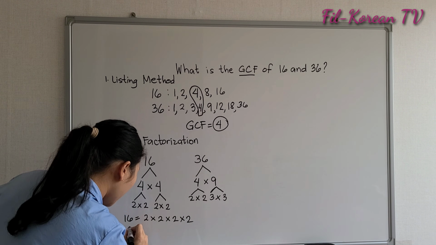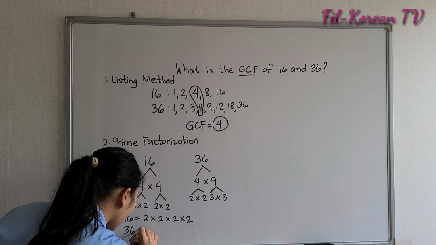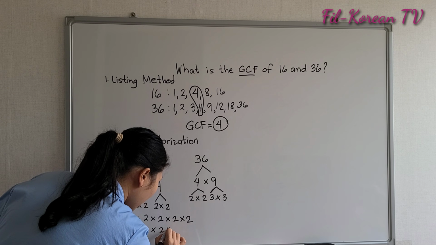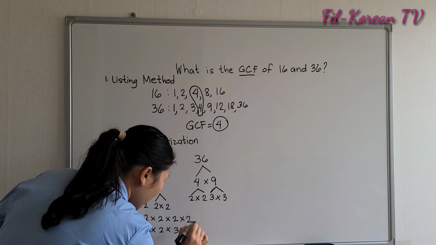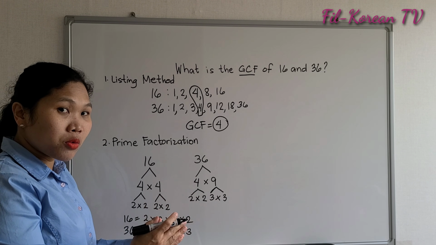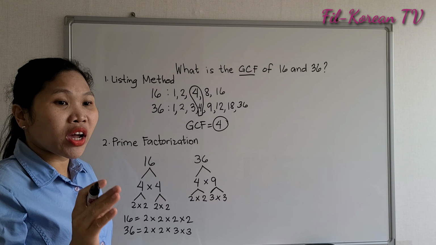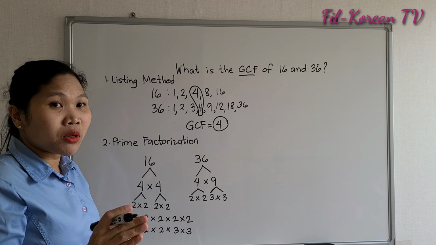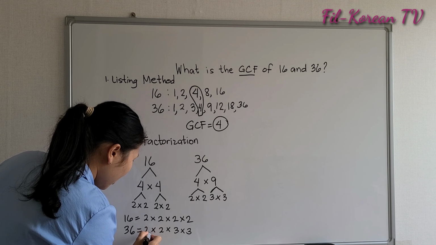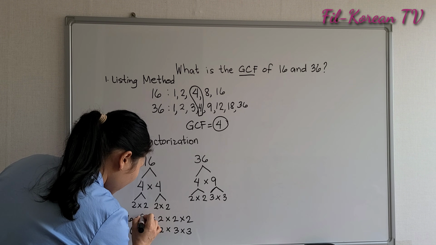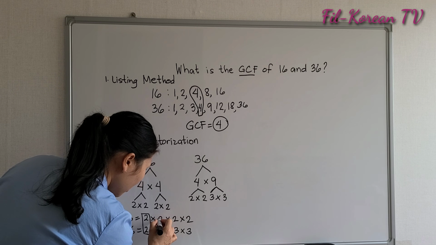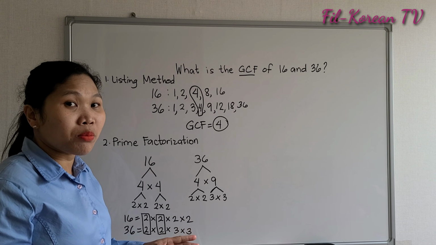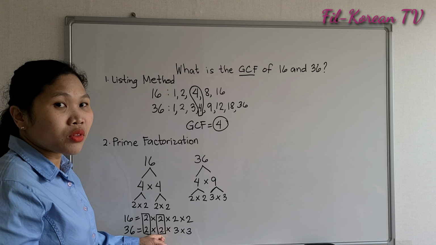So we will write here 36 equals 2 times 2 times 3 times 3. So we will write the prime factors from lowest to highest, for us to easily find the common factors, or the number that both numbers have. Here, they have a pair, 1 pair. Okay, another. There are 2 common prime factors, 2.